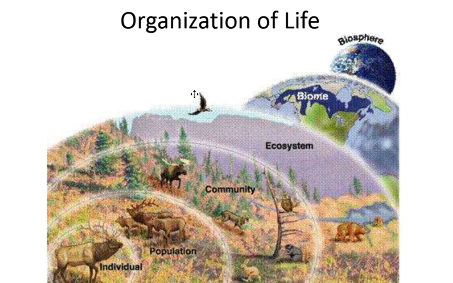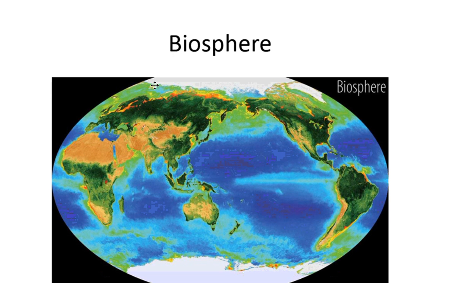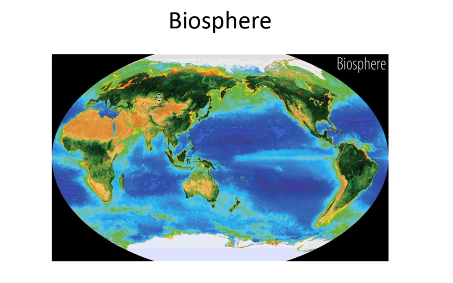Life is organized, and scientists study life at different levels of organization. The highest level of organization is called the biosphere. The biosphere is the globe. It's the largest and most complex level of study. Whole Earth. We talk about things that affect the biosphere, like climate change. We talk about weather patterns, pollution, lots of different things that affect the entire biosphere.